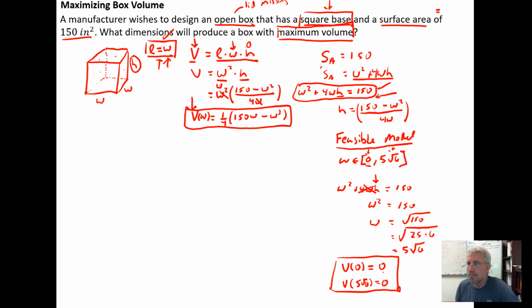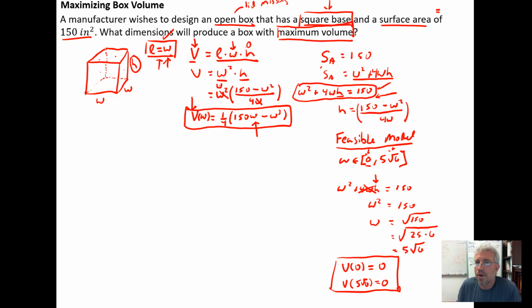We know that's the minimum volume. You can't have negative volume, so the minimum volume is 0, which means if we find a single critical point for the function V of w on the closed interval from 0 to 5 times the square root of 6, that critical point, by the extreme value theorem, will correspond to a maximum volume.